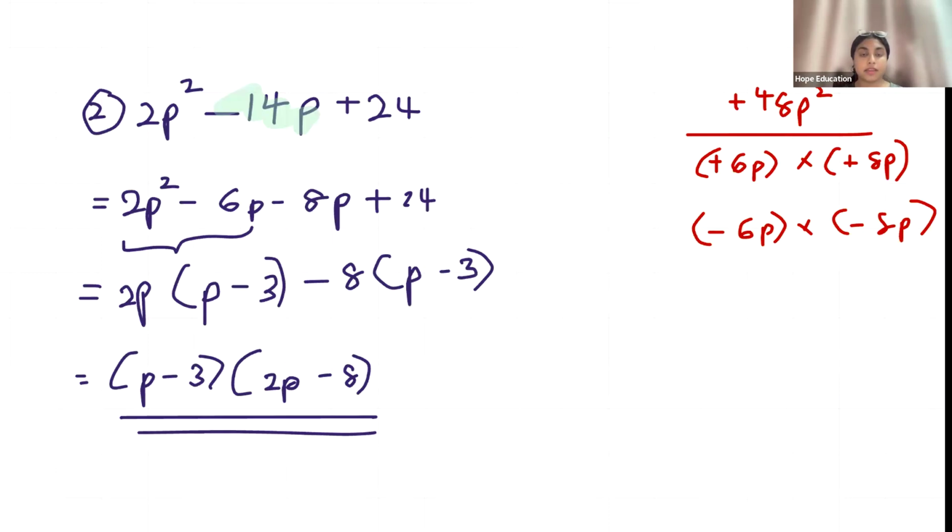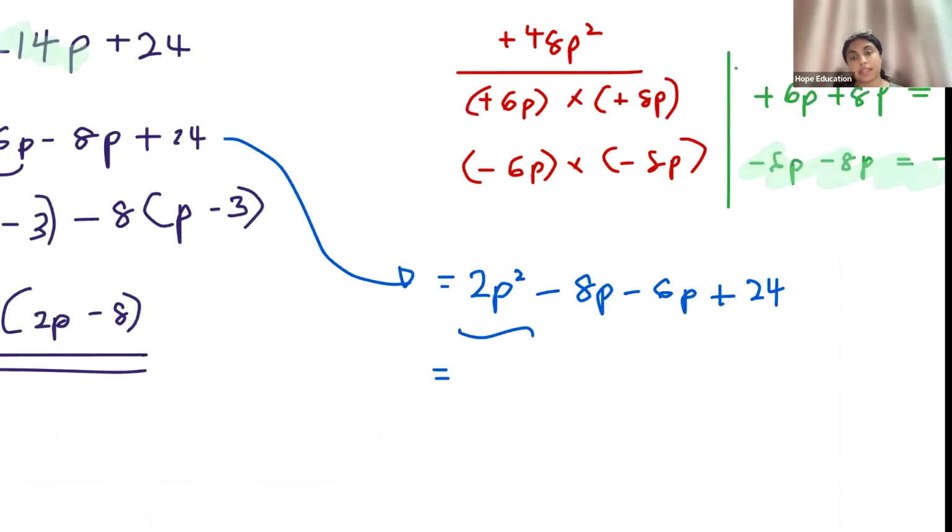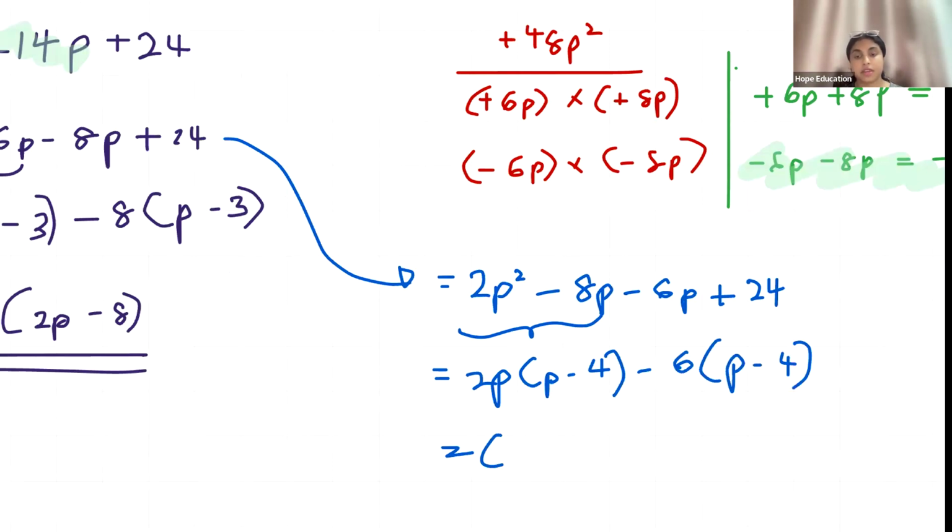According to Maria, it has been written this way. Maria also has done the same way. 2p squared minus 8p first, and after that minus 6p plus 24. Let's see if that is correct. If you take the first two, 2 is common, p is common, I take it out. I have p minus 4. Here minus 6 is common, I take it out. I have p minus 4. Then p minus 4, 2p minus 6. So yes, that is also correct. Both of these are correct. They both give the same answer.